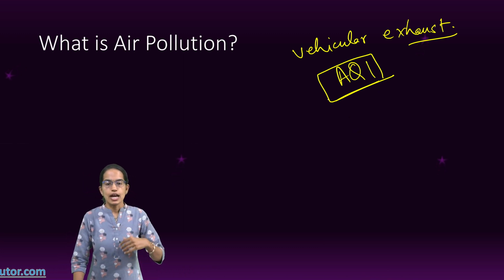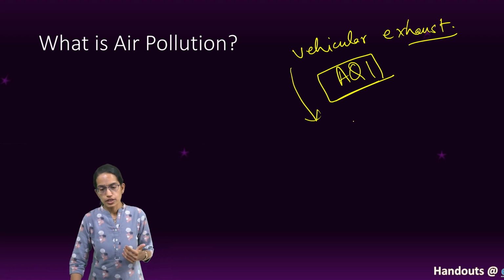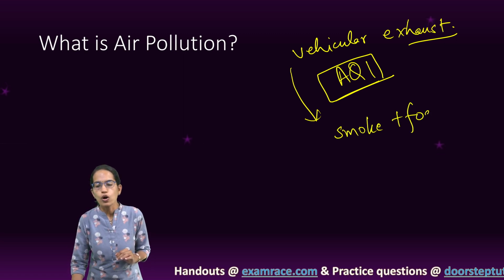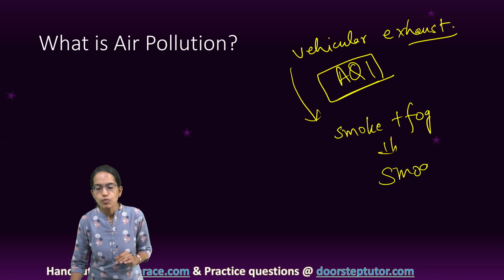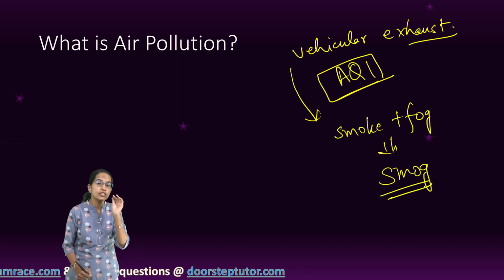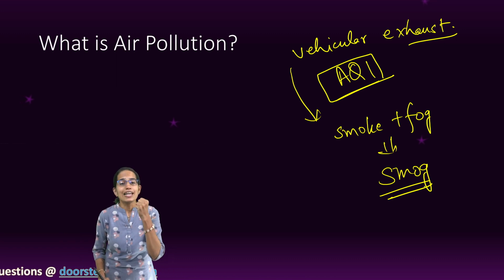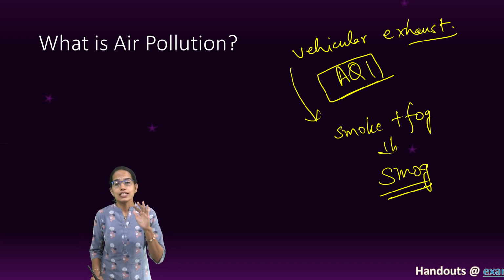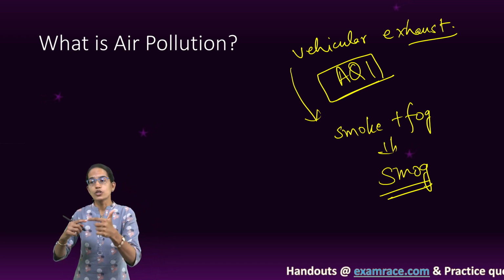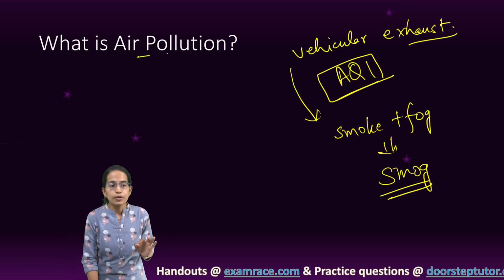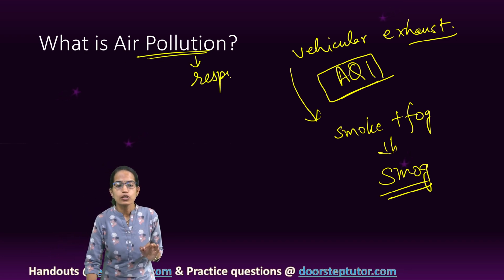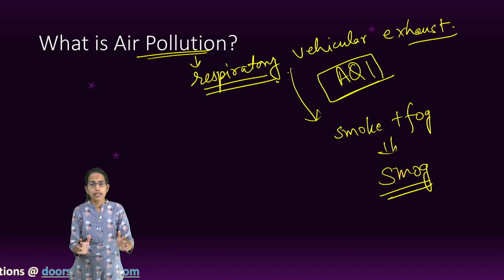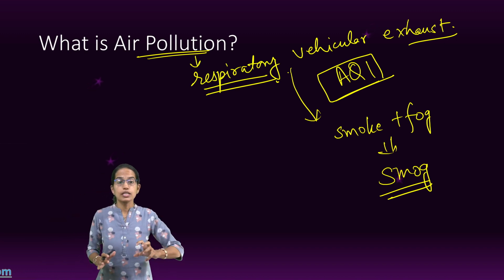Now also understand that when this vehicle exhaust goes into the atmosphere, specifically during the winter months, this smoke combines with fog and gives smog. This smog is highly detrimental because it reduces the visibility significantly, and as the visibility reduces, there are higher chances of road accidents. So air pollution is not only having a negative impact on our respiratory system, but it also affects the quality of life in urban areas.